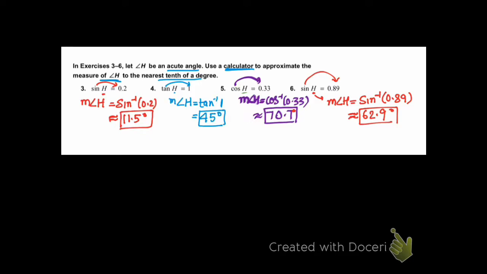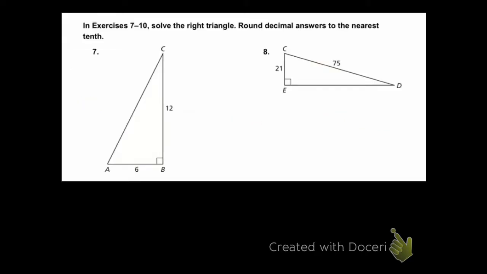Let's move to the next problem, question number 7. Here you're supposed to solve the right triangle, and you have to round the decimal answers to the nearest tenth. Solving the right triangle means you have to find all the angles and all the sides. When I look here, I see two sides are given and one angle. So we are going to use the Pythagorean theorem first to get our one missing side.